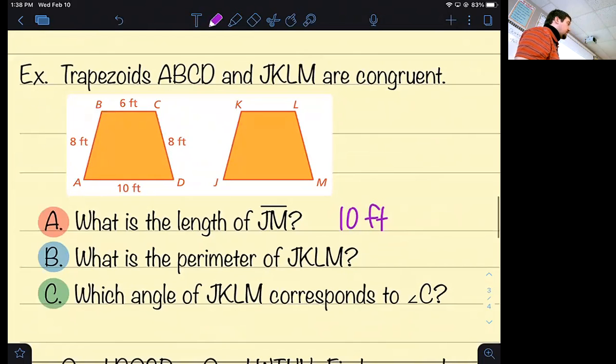Oh, what were you going to ask? Oh, well, okay. Riley, were you going to answer that one? What's our perimeter for the shape?